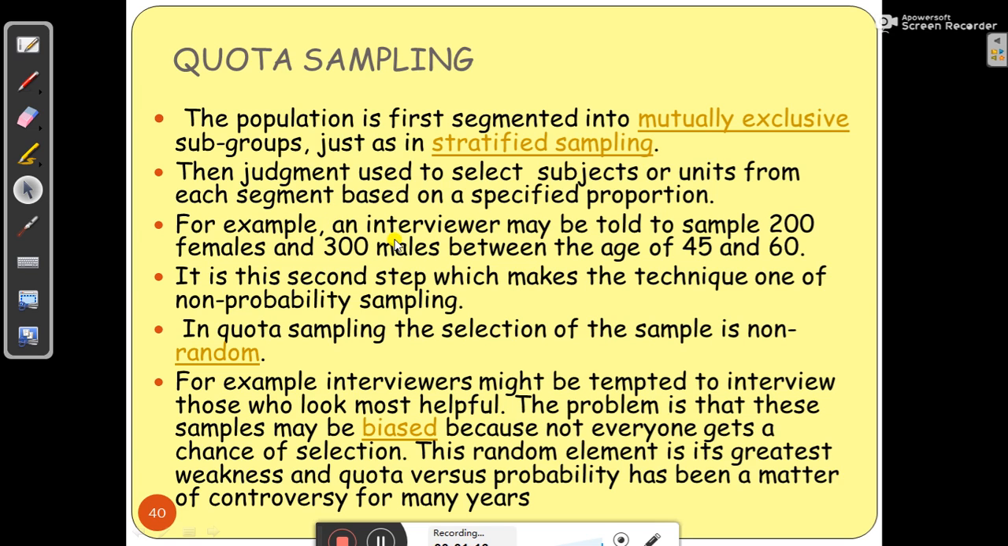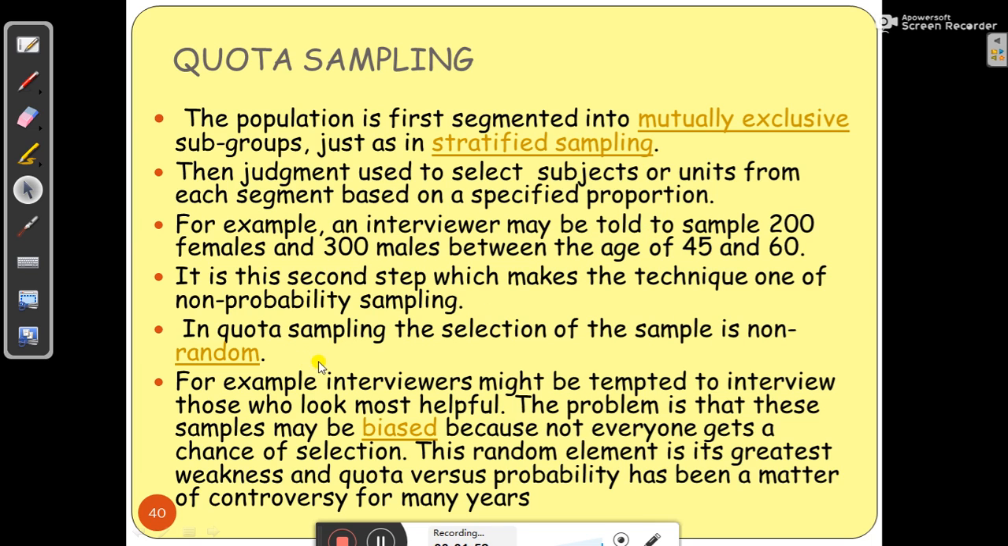For example, an interviewer may be told to sample 200 females and 300 males between the age of 45 to 60. So here the group, or the proportion, is the age range 45 to 60. That is a stratified group; mutually exclusive means no overlapping groups. So it is this second step which makes the technique one of non-probability sampling.